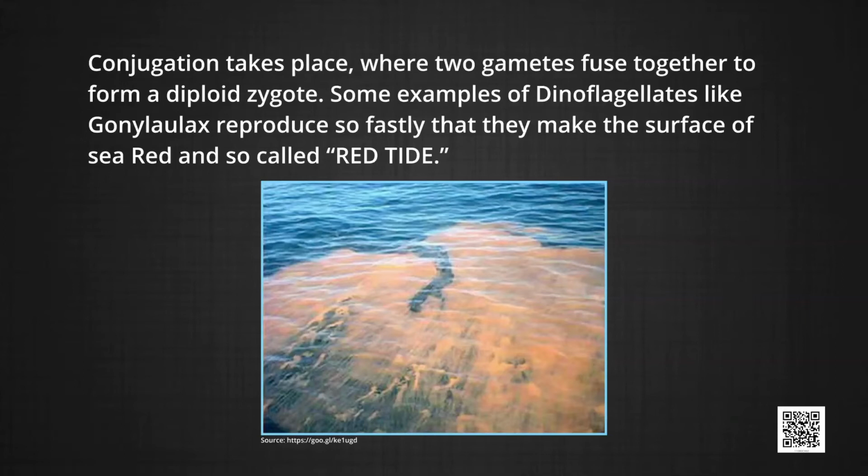Some examples of dinoflagellates, like Gonyaulax, reproduce so fast that they make the surface of the sea red, and so it is called red tide. Some forms of dinoflagellates release toxins when they reproduce abnormally. This toxin is poisonous. They may destroy or kill a large number of marine animals.